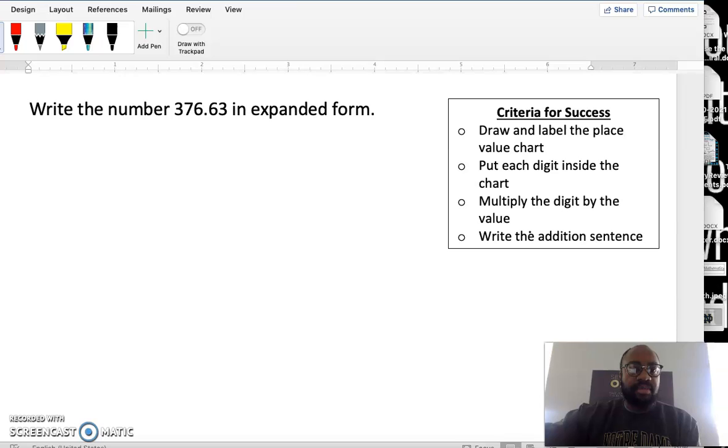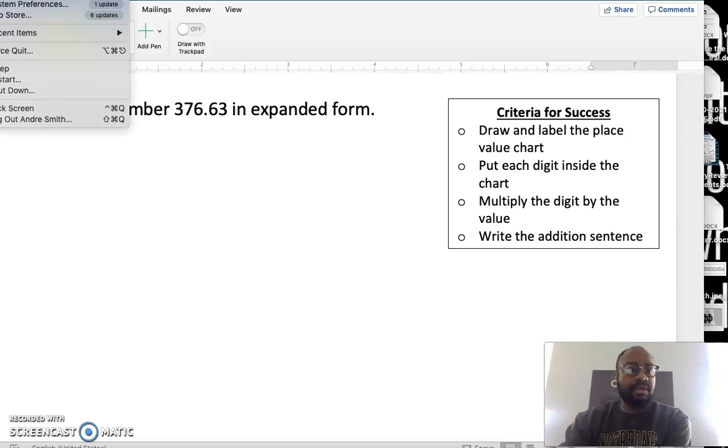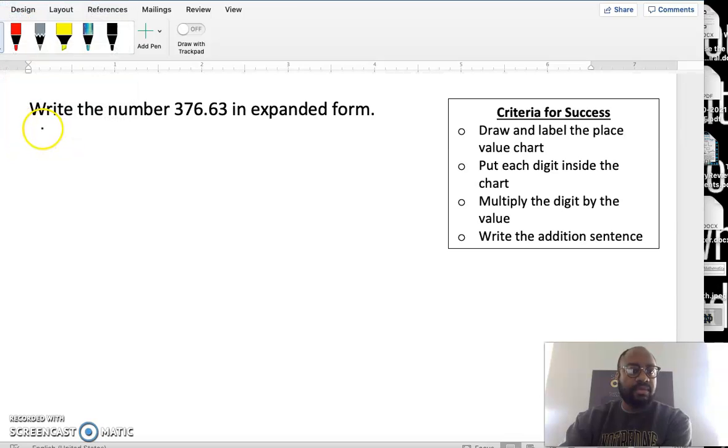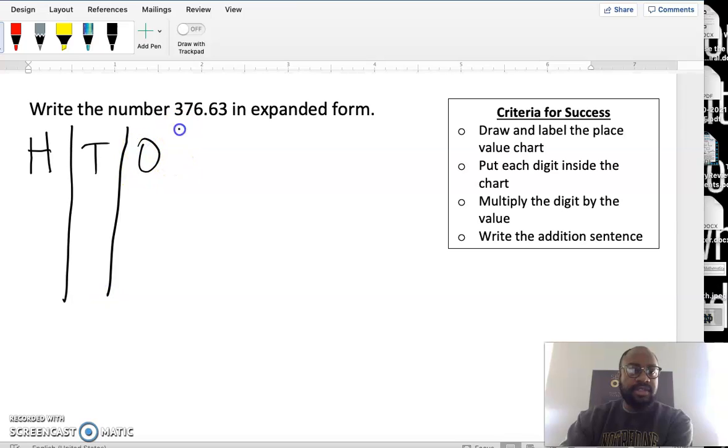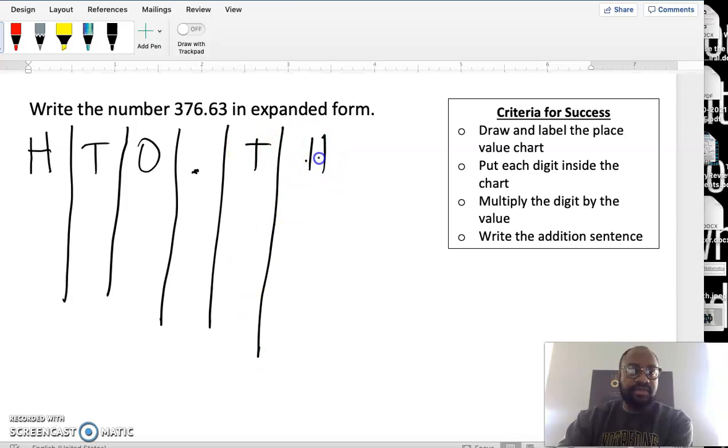So it says, write the number 376 and 63 hundredths in expanded form. First thing I'm going to do is draw and label my place value chart. I always have to start by drawing my chart. So here we go. Hundreds, tens, ones, decimal point, tenths, hundredths. Okay?